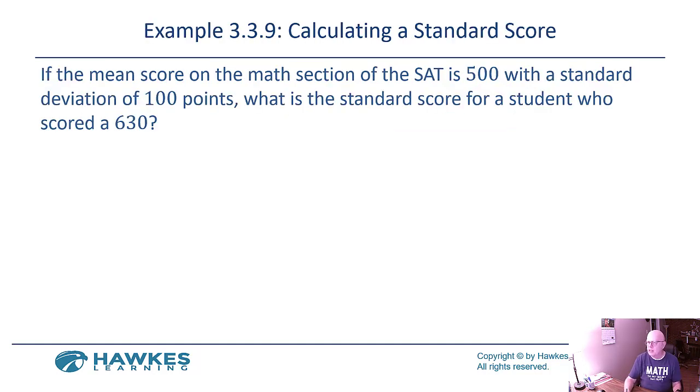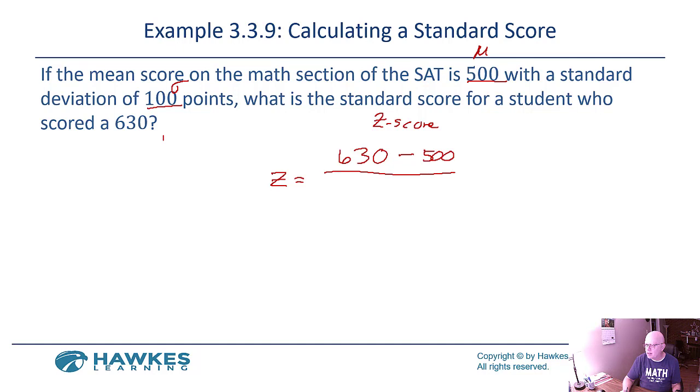Here's how you work one of those. So if the mean score in the math is 500, that's the mean. That's been established over history. You've got a standard deviation there of 100 points, and that would be sigma, small sigma. What's the standard score or z-score for that student? So for the z-score, take that actual score, subtract the mean, which in this case is 500 for the math SAT, divide by the standard deviation, which is 100. So you have 130 over 100. So that person's z-score is 1.3.